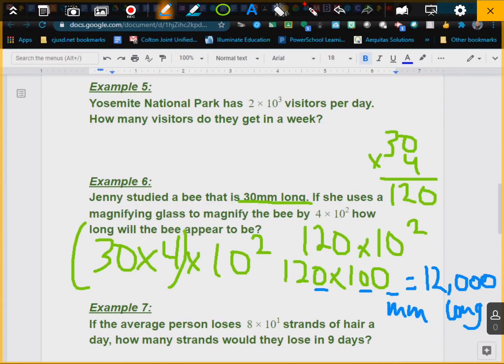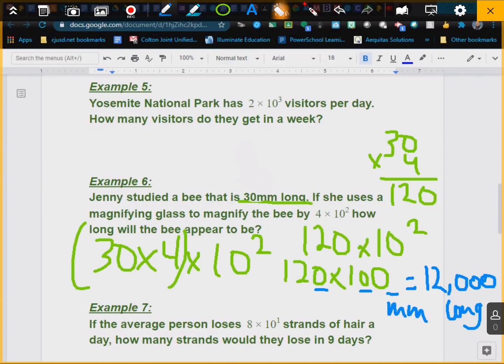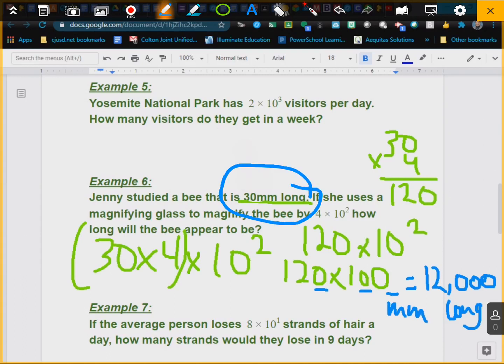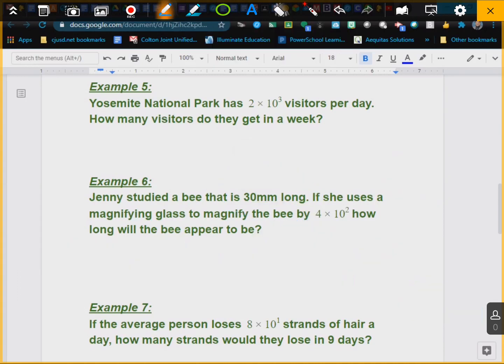So, sorry that I said at the beginning that this didn't seem like important information. It actually is very important information, because it tells you the original length of the bee. So make sure you're looking at all the numbers, okay? Let's go to the last example.